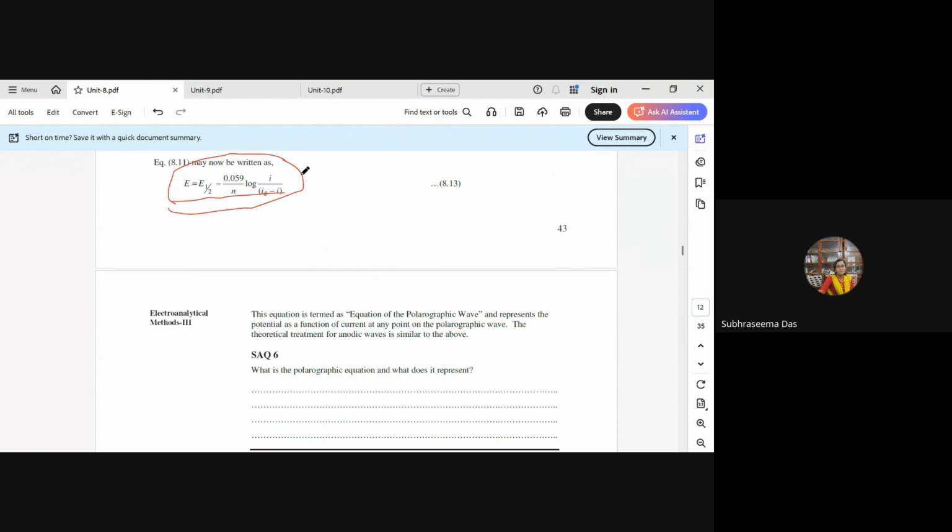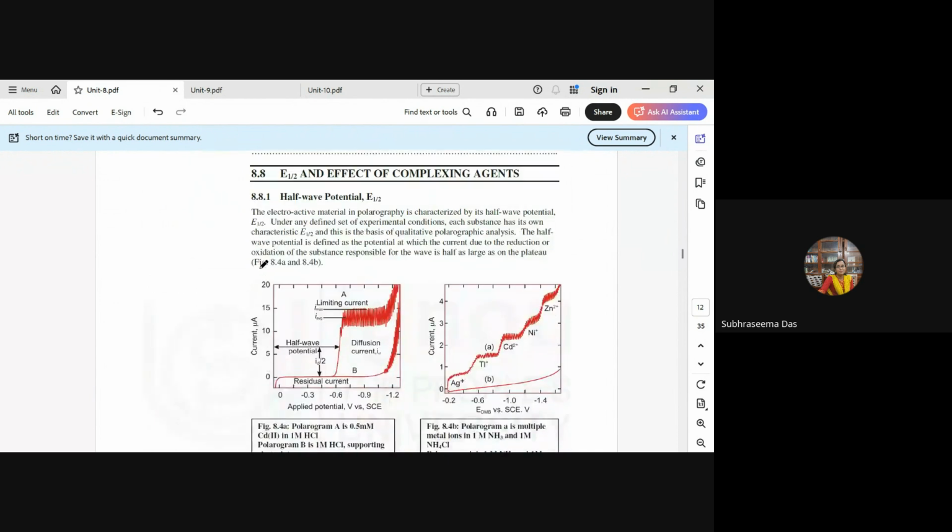This is the generalized form of the polarographic wave equation, and it represents the potential as a function of the varying current at any point on the polarographic wave. The theoretical statement here is similar to the above. So this is the generalized equation, or we call it the equation of the polarographic wave. This applies to all the numericals that are related to the process of polarography.